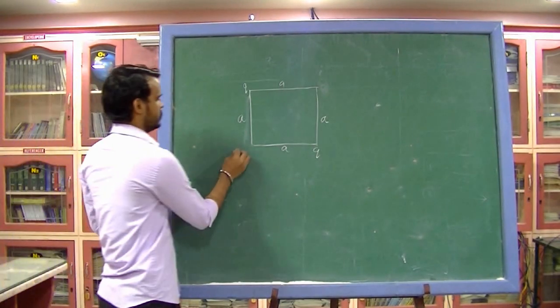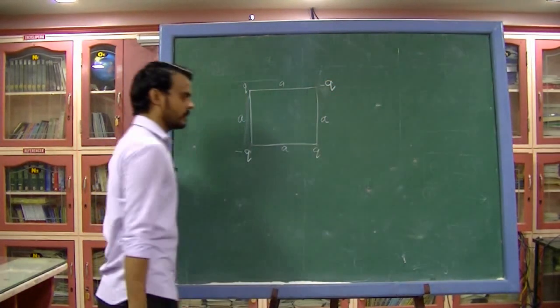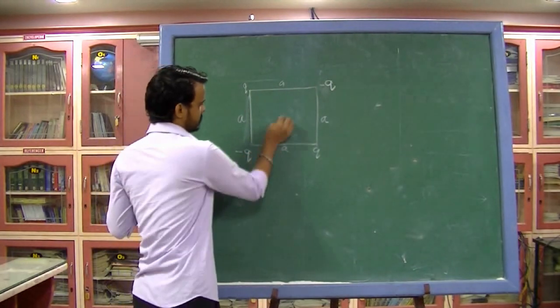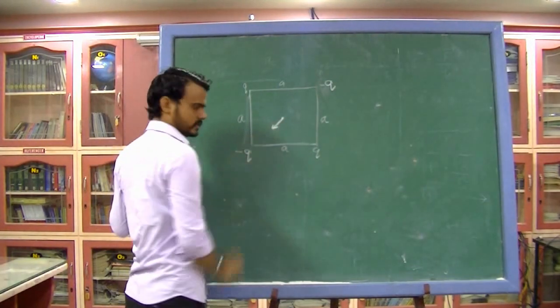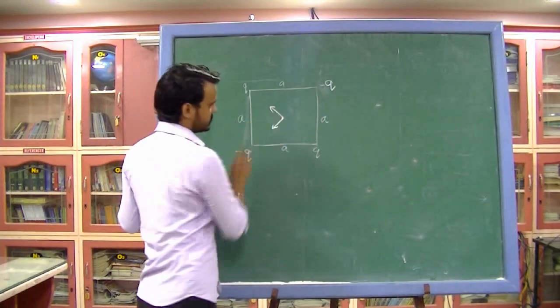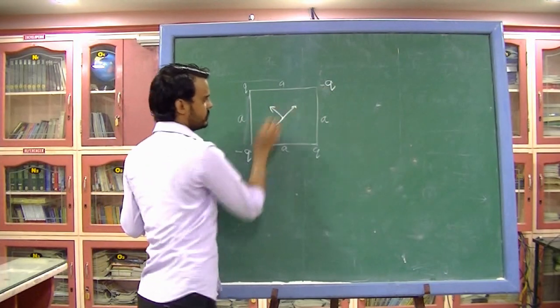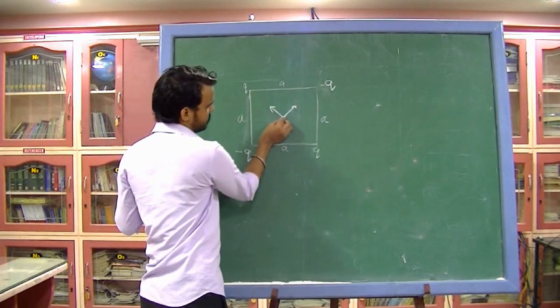Second problem was, here now you have minus q charge, here also you have minus q charge. Again, due to this minus charge, electric field intensity will be towards the charge. Due to this charge, electric field intensity will be away from the charge. Due to this charge, electric field intensity will be towards the charge, and due to this charge, electric field intensity will be away from the charge.